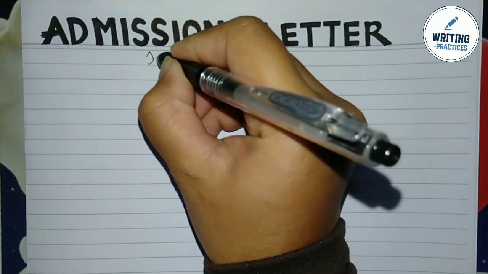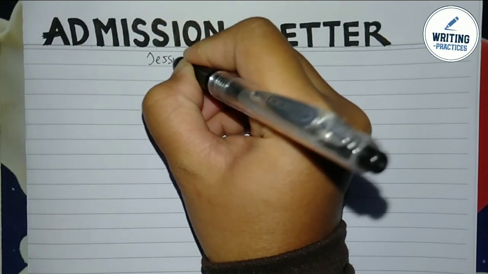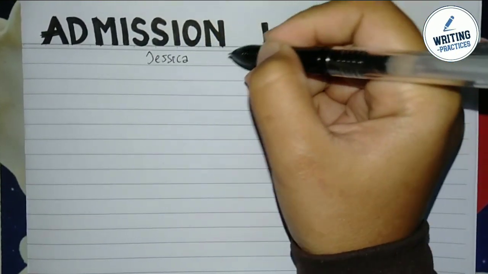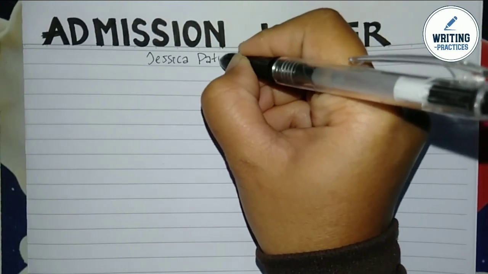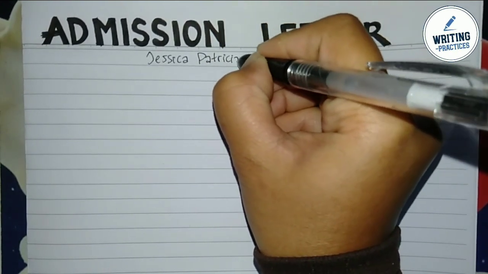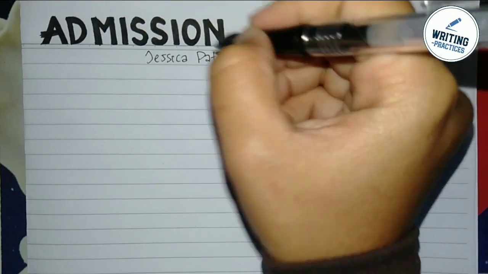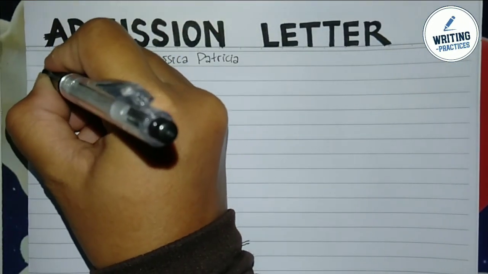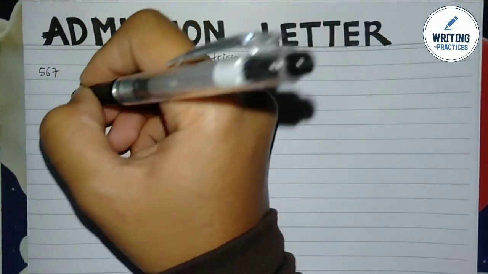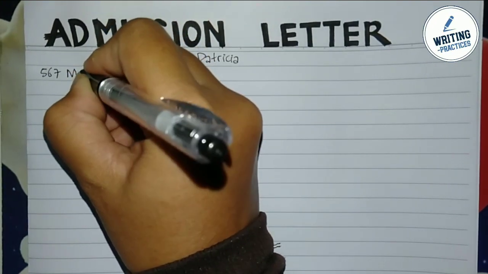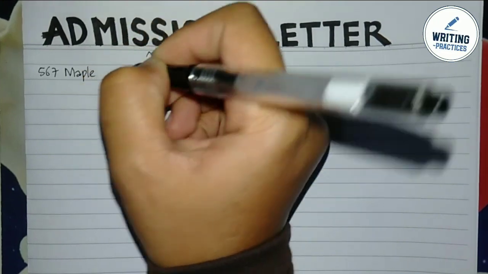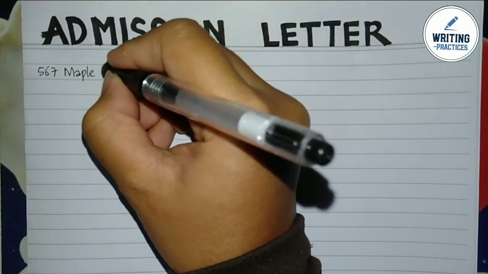Today, we are going to learn how to write an admission letter. What is an admission letter? An admission letter, often referred to as an acceptance letter, is an official written communication sent by an educational institution, such as a school, college, or university, to a prospective student. Its primary purpose is to inform the applicant that they have been offered a place or admission into the academic program or institution to which they applied.